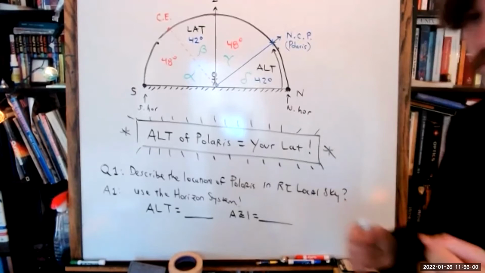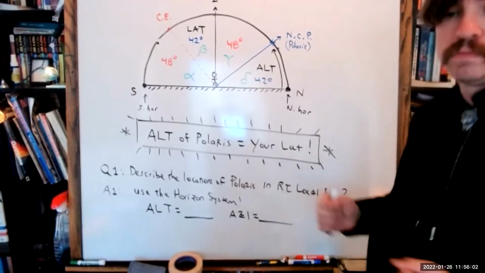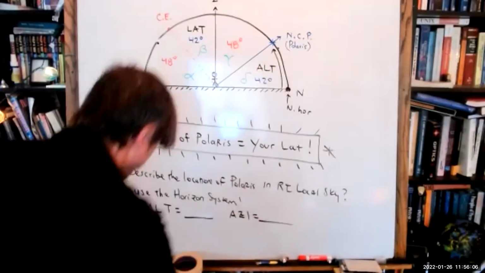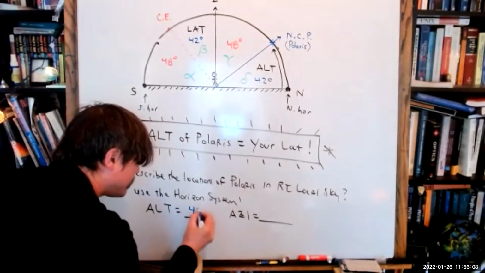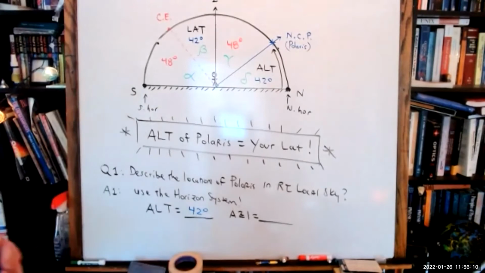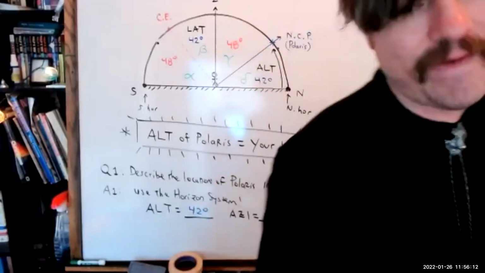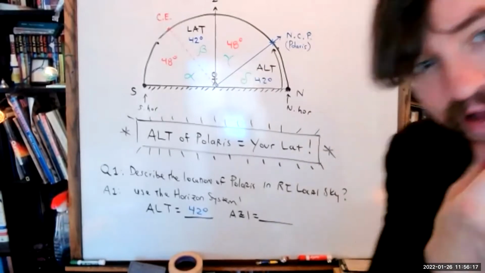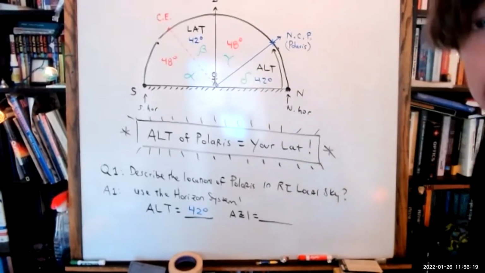So would the altitude be 42 degrees? Booyah! Someone's paying attention. 42 degrees is the altitude. Now, what about the azimuth? I'm going to have to remember what azimuth means, and I can't remember what azimuth means. Maybe I should look in my notes.